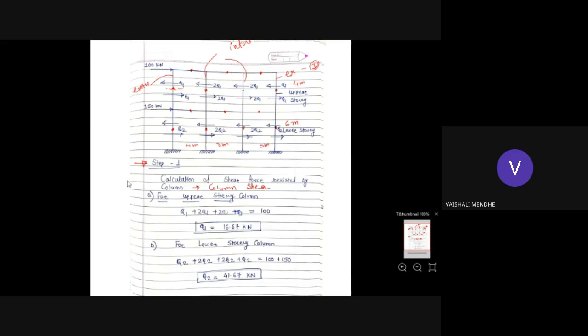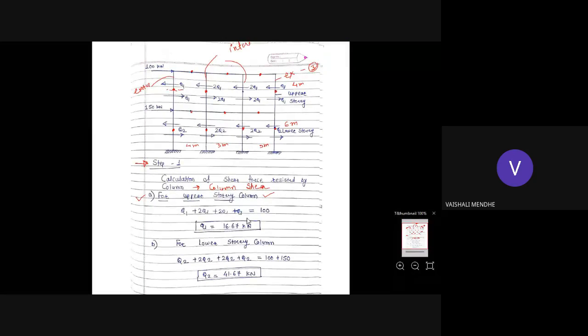So first we will calculate for the upper story column. This is your upper story. For the upper story column, we'll find out the value of Q1. For the upper story we'll consider the equilibrium of this portion, meaning the portion of the two stories above this cut. Only this much portion will come in the upper story. So for the upper story column, what equation will you get?